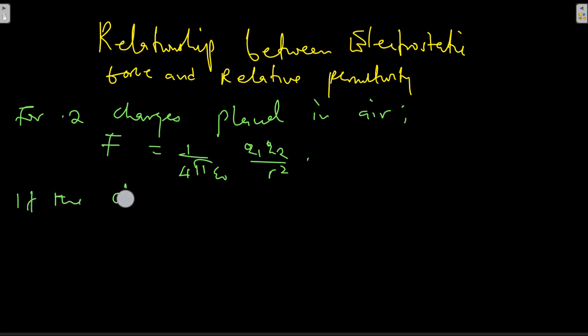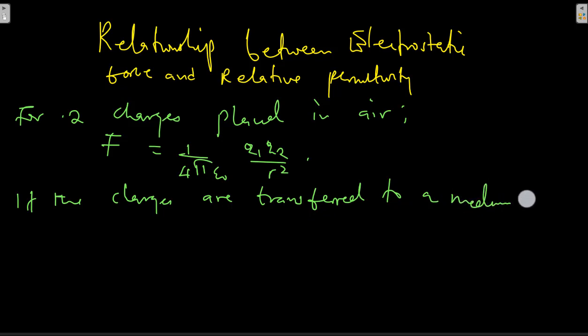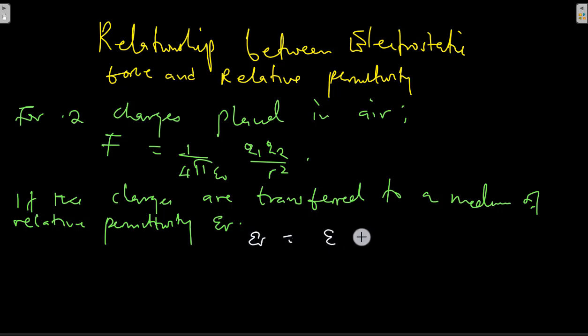If the charges are transferred to a medium of relative permittivity epsilon r, remember epsilon r is equal to epsilon, the permittivity of the material, over the permittivity of free space. So the permittivity of the material is epsilon naught epsilon r.